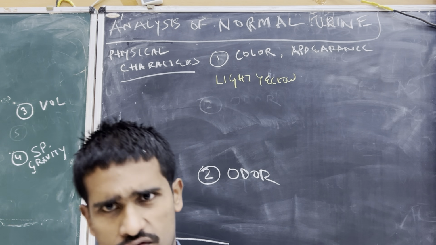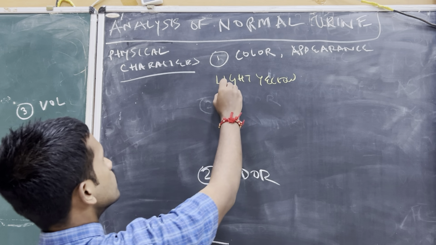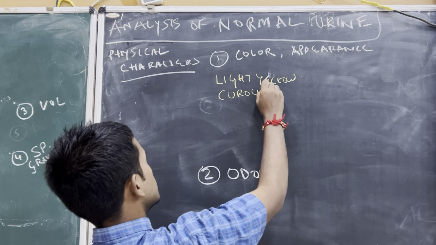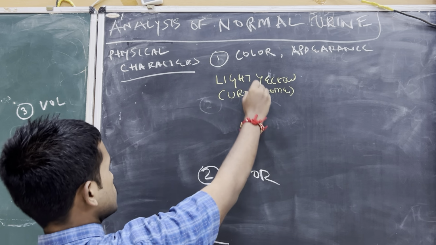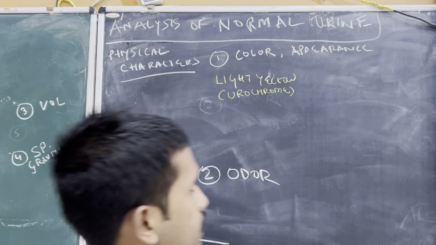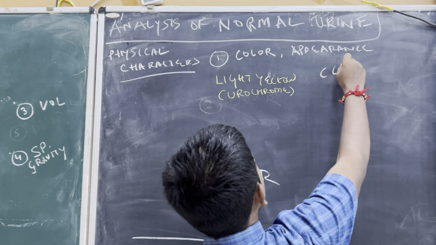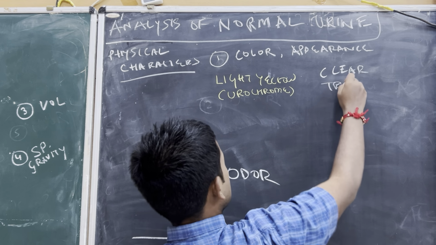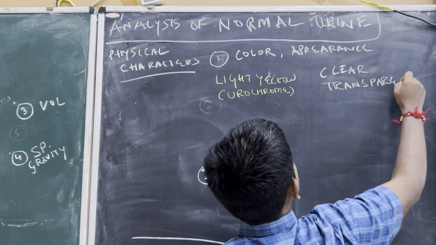So light yellow or straw yellow, they say this is due to the presence of the pigment urochrome. Because of this pigment, the color is yellow. Light yellow or straw yellow. And what is the appearance? The appearance is clear and transparent.